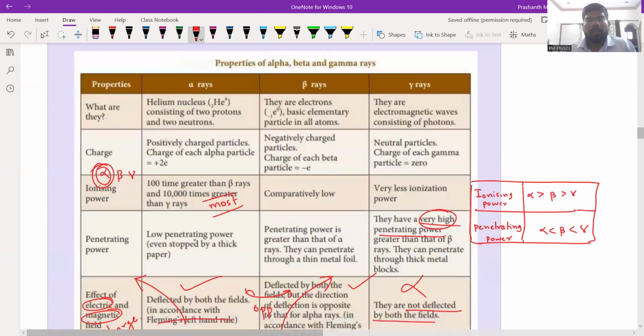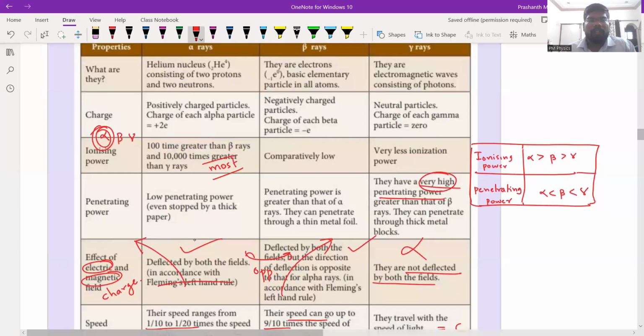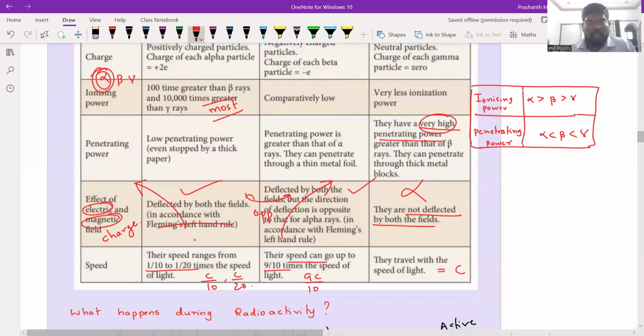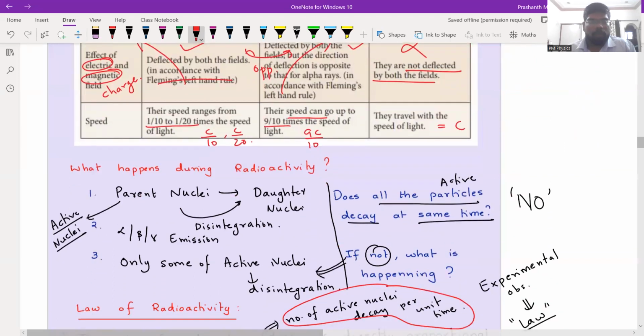So we have seen the properties of alpha, beta, gamma, and especially the two orders, that is, the ionizing power of alpha, beta, gamma. Alpha is the highest, whereas gamma is the lowest in ionizing power. Whereas for penetrating power, gamma is the highest, whereas alpha is the least. And the remaining things are normal standard things.